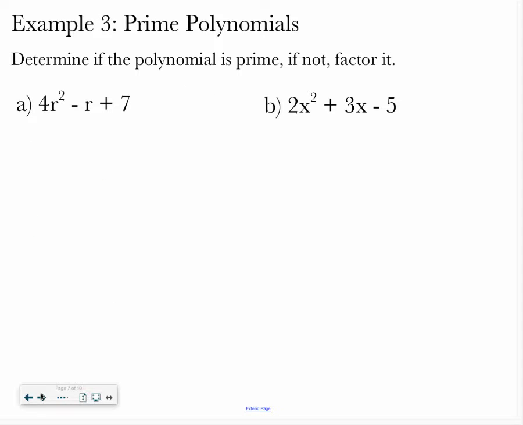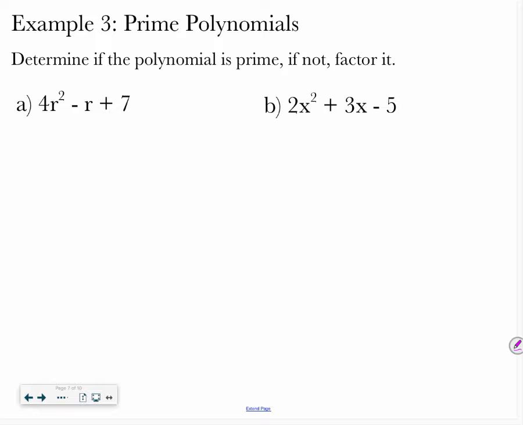Alright, example 3, we're talking about prime polynomials. So sometimes you will have a polynomial that is prime, which means it can't be factored. So we're going to look and try to figure out how to tell if something's prime. Pretty much start with the same process that we've been doing. Check to see, is there a greatest common factor? So we have a 4, -1, and a 7. Okay? Nothing I can pull out.